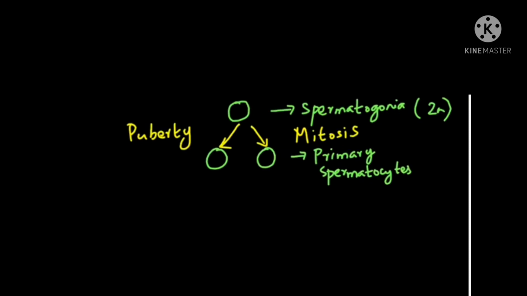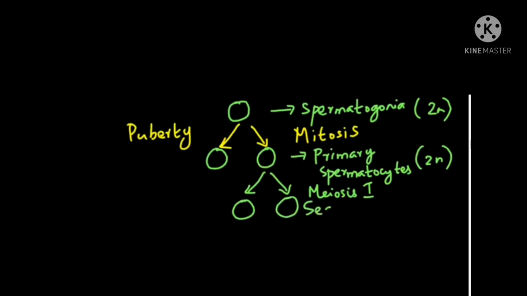And that is diploid because it's a product of mitosis. Now each primary spermatocyte will undergo meiosis 1 to form secondary spermatocytes, and they are equal in size. I told equal because when you learn oogenesis, one will be big, one will be small. So here secondary spermatocytes both are equal in size.